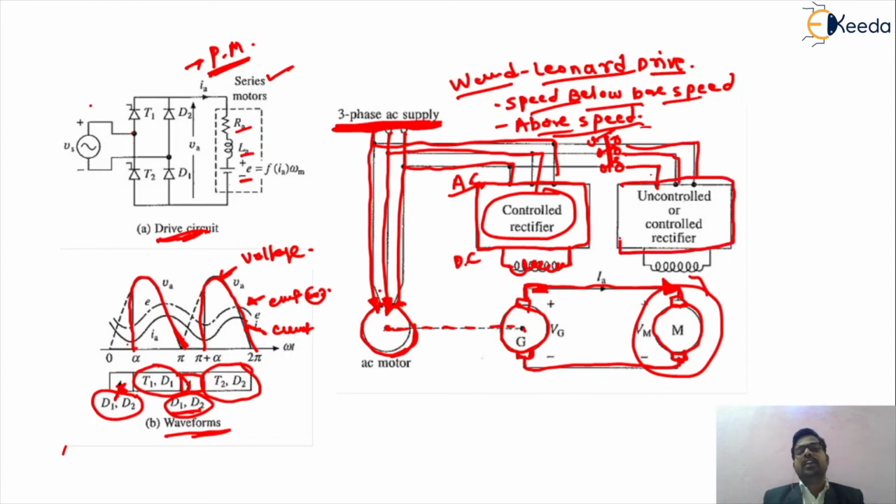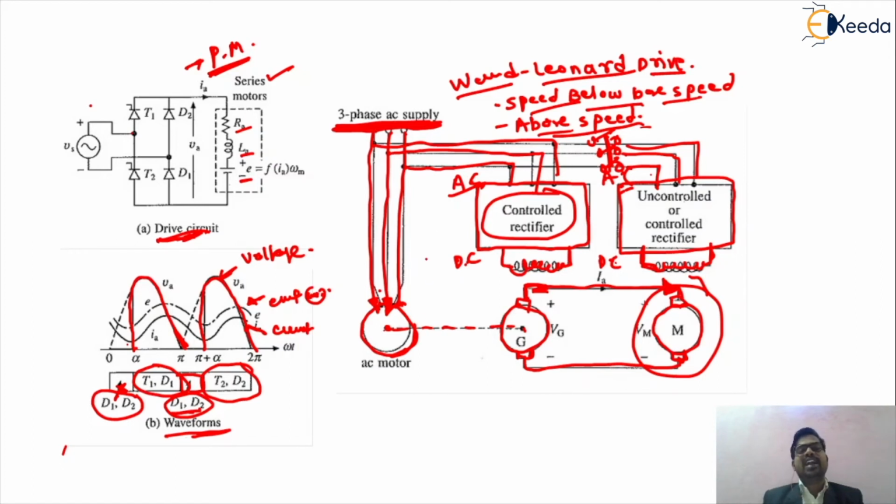So the rectifier will again be converting the AC supply into DC supply. Now this DC supply will be given to the field winding of your motor, and while we are changing the field winding supply by changing this particular switch, we can get the speed control of that particular drive, which is called above the base speed.